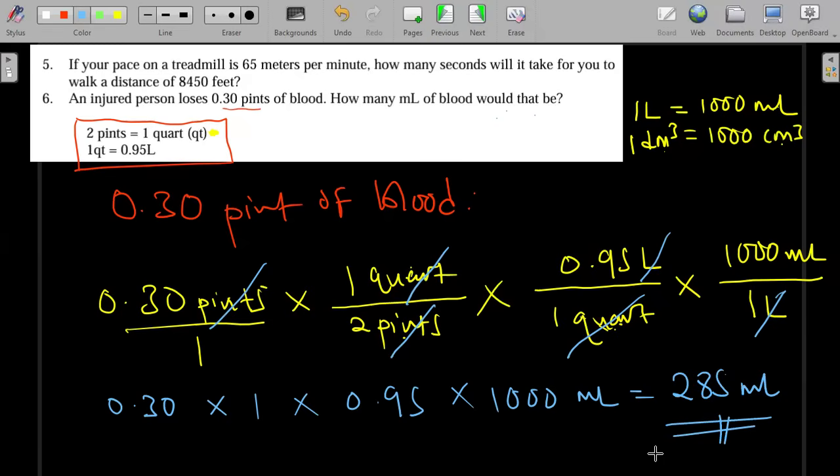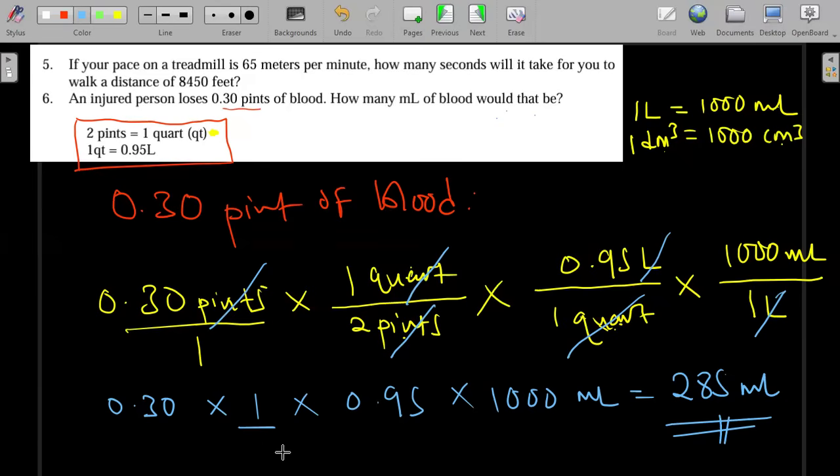Why didn't you divide by the 2 here? Yeah, that's my question too. I just missed it. I just didn't see it.